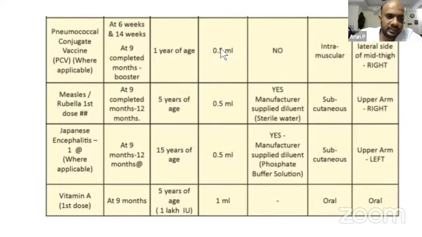Then you have the measles rubella vaccine, MR vaccine. MR vaccine is also given at 9 months of age. Okay, and the dose is 0.5 ml. It is given subcutaneously. What is the diluent used here? It is sterile water or the distilled water. Okay, the diluent used for BCG is normal saline, whereas diluent used for measles rubella vaccine is sterile water.